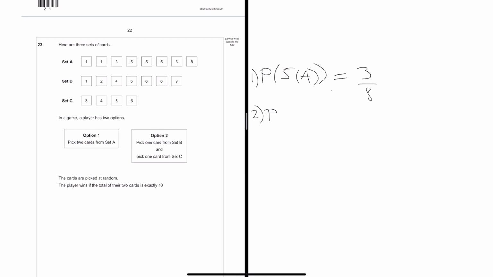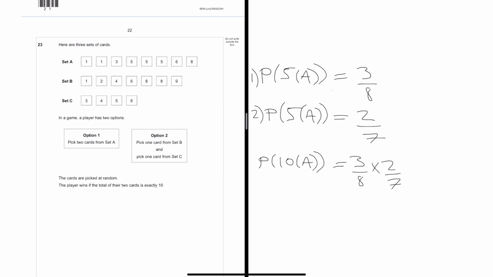So the probability of getting a 5 from set A is 3/8. The probability of getting a second 5, presuming you've taken the first 5, there are now 2 5s left, and there'll only be 7 cards. So the probability of getting a 10 combined from set A is going to be 3/8 times 2/7, and that gives 6 out of 56. And if we divide top and bottom by 2, that's going to give us 3/28.